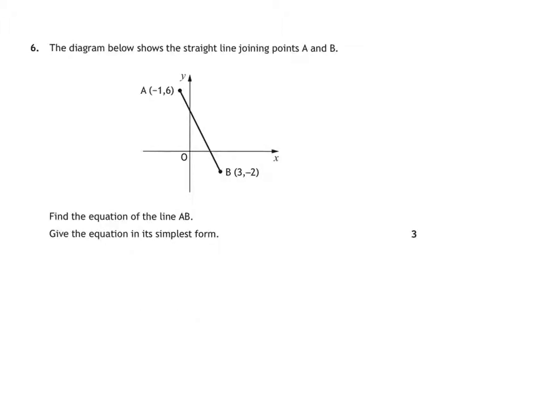Question 6. The diagram below shows a straight line joining points A and B. Find the equation of the line AB. Give the equation in its simplest form. Equation of a line. In order to do the equation of a line, you need a gradient and you need a point. We're not given a gradient, we need to work it out. So it's y2 minus y1 over x2 minus x1. That's your starting point. Stop the video, go and give it a go.